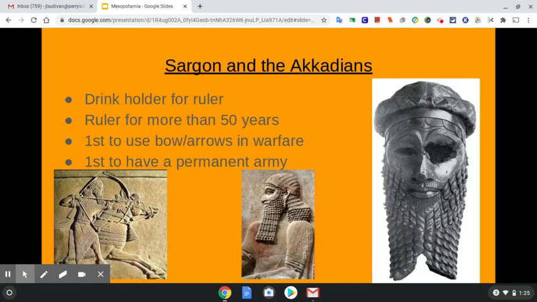Now, Sargon was known as being the first to use bow and arrows in warfare, depicted in the pictures that we have seen from that era. We think he was also one of the first to have a permanent army, and that army always did what he told it to do.